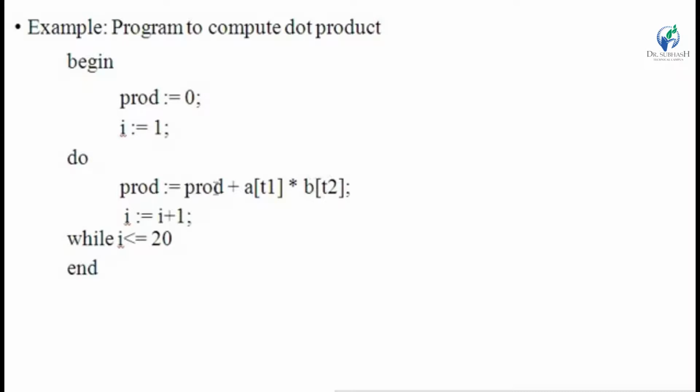Then T6 equal to product plus T5. Then product is equal to T6. T7 is equal to I plus 1. I is equal to T7. If I less than or equal to 20, then go to T1 statement, which is your step number 3. Then go to 3. So let us apply an algorithm to the 3 address code to determine the basic blocks.